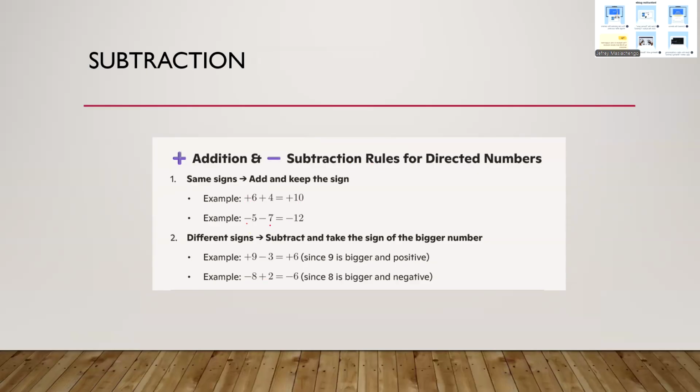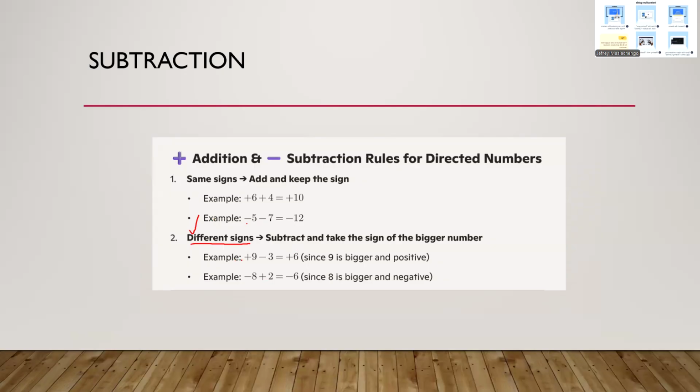Minus 12. The signs were the same. Minus 5 minus 7, you get 12, you maintain the sign. But I want to introduce you to another rule, where signs are different. Where signs are what? Different. Please be ready for the new rule.